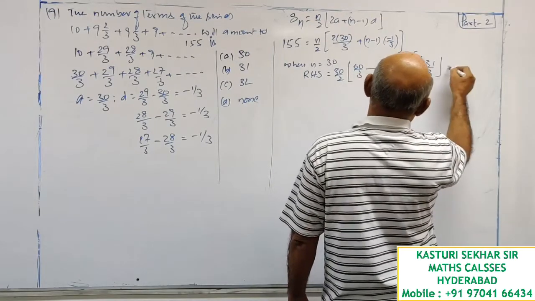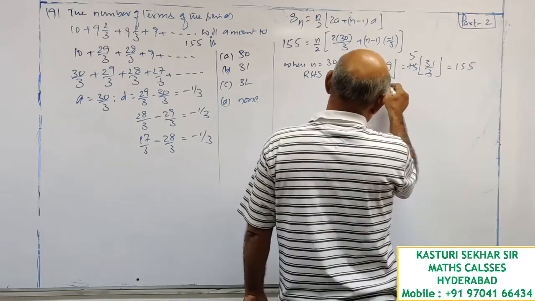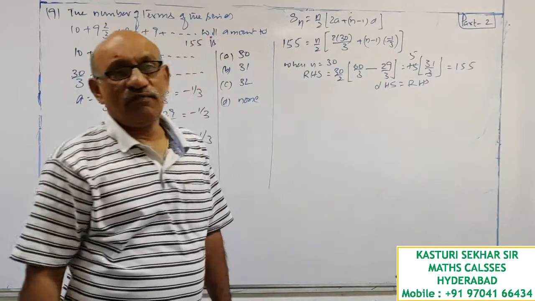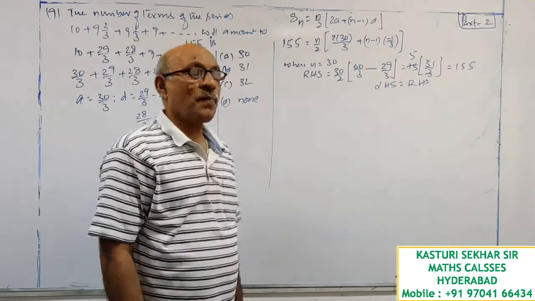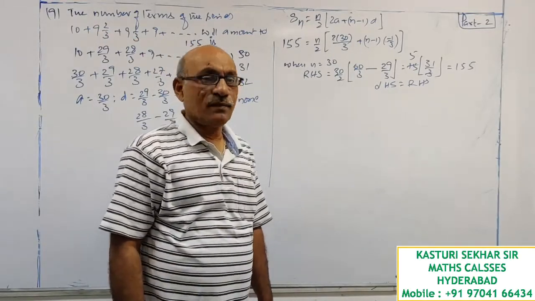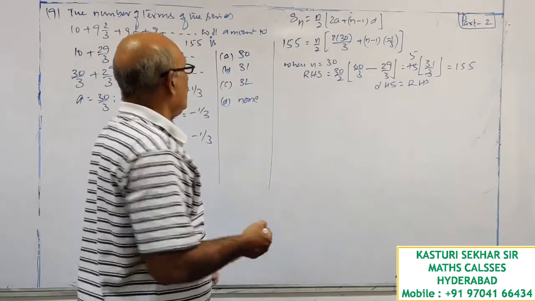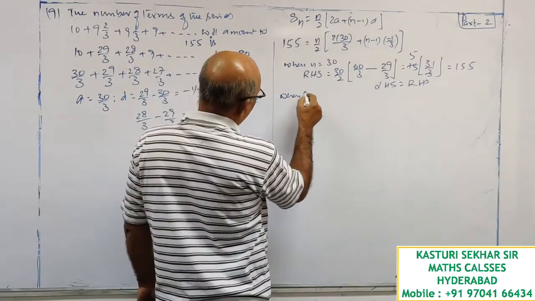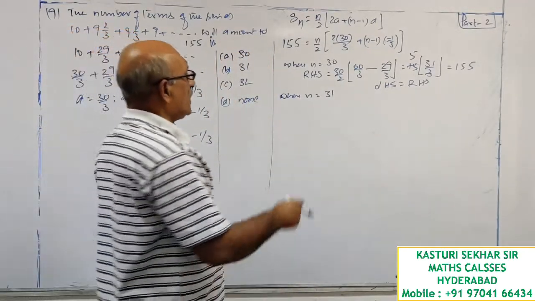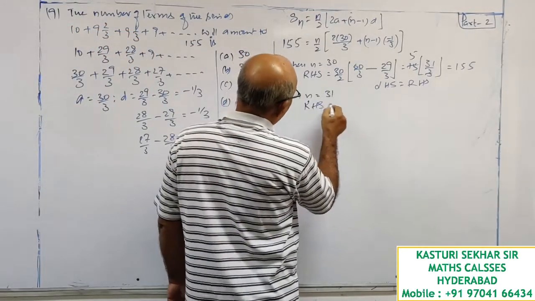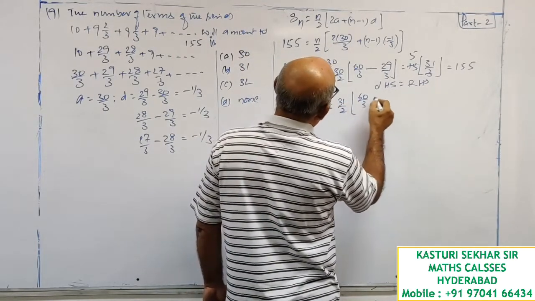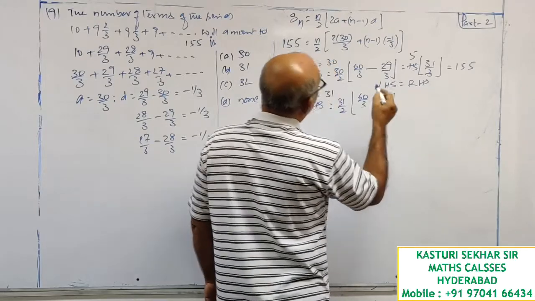3 will go 5 times, 155. Left hand side is equal to right hand side. Therefore, n is equal to 30 is the answer to the given question. Now, let us see when n is equal to 31. When n is equal to 31, RHS is 31 by 2, 60 by 3, minus 30 by 3.